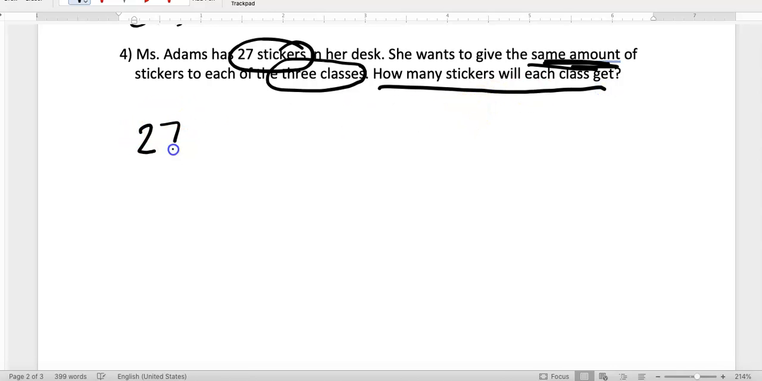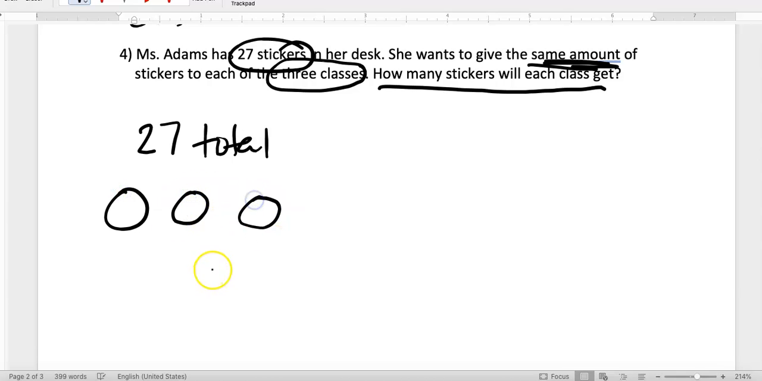All right, so 27 stickers, that's my total. That's all I have to give. Now I have 3 classes, right? So let's say we got KU, we got Spellhouse, we got Notre Dame. I want to give all of these from this 27, that's all I have. So I want to share these 27 stickers with all 3 of these homerooms. How many stickers is each homeroom going to get? Instead of putting these dots in there, we're going to just think about it as a division problem. 27 divided by those 3 classes.